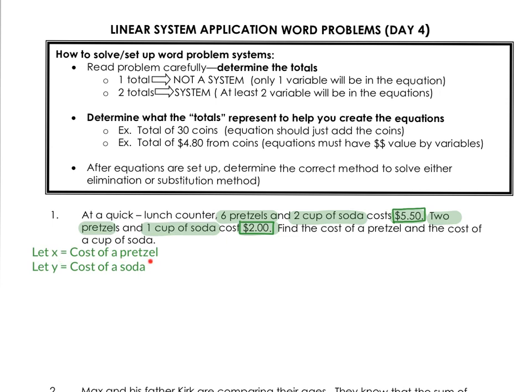X was going to be the cost of a pretzel, and Y is the cost of a soda. Remember that we can figure that out by looking at our question. They're asking us to find the cost of a pretzel and the cost of a cup of soda. Those are the things that I don't know. Okay, so now I can set up my two equations.